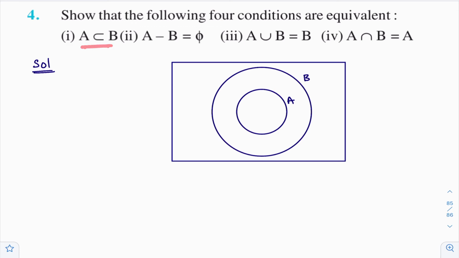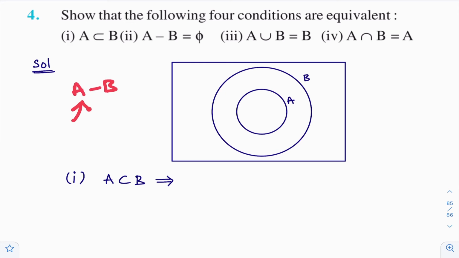Now you observe the second bit. Here the first bit is A is a subset of B. When A is a subset of B, what did I get here? You look here, A minus B. A minus B means what?